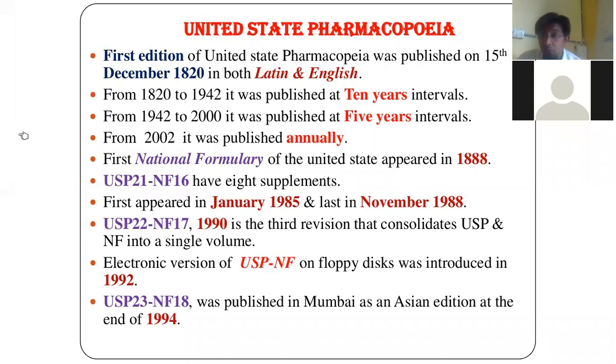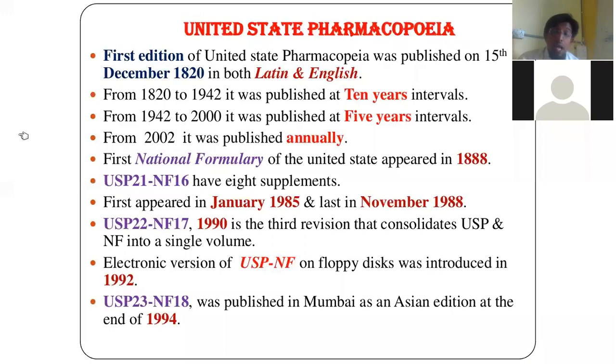From 1942 to the year 2000, the USP was published at 5-year intervals. And from 2002, it has been published annually. See the difference. Earlier, they used to publish each edition after 10 years, but from 1942 to 2000 they published the United States Pharmacopoeia every 5 years, and after 2002 they publish it annually.